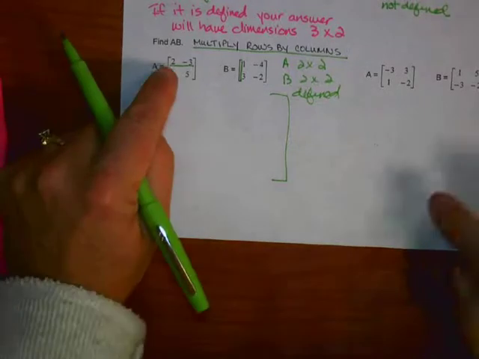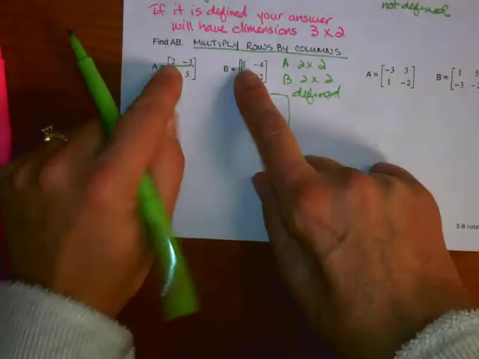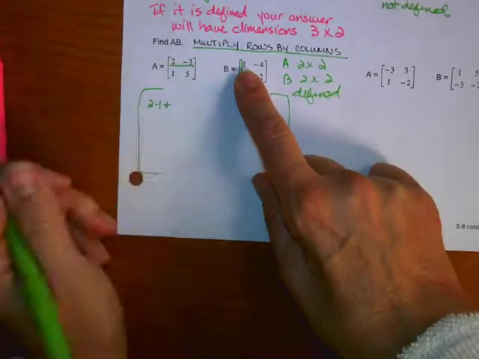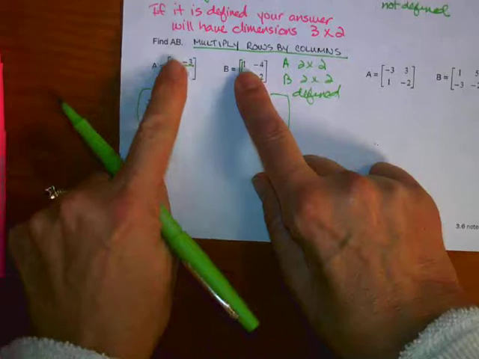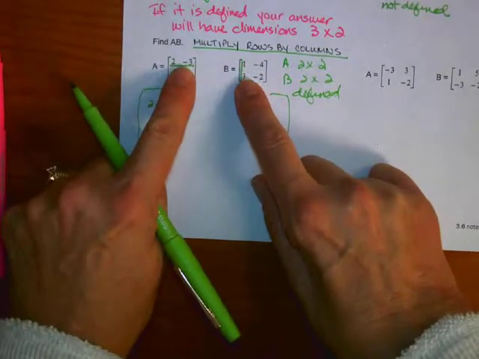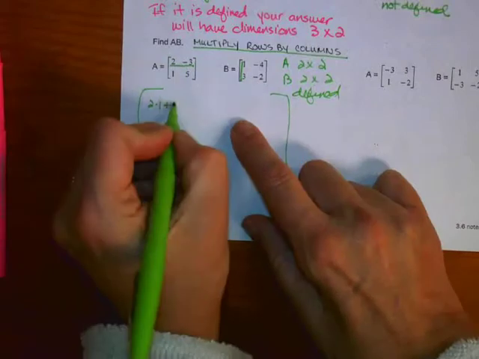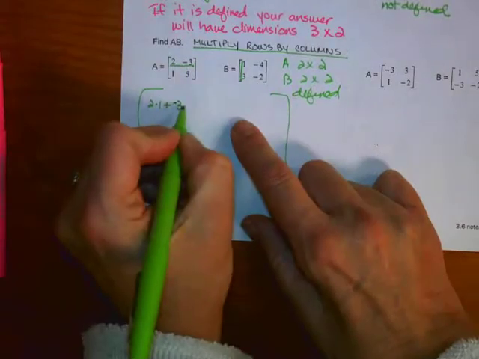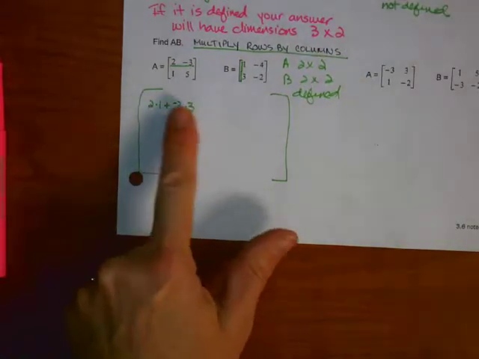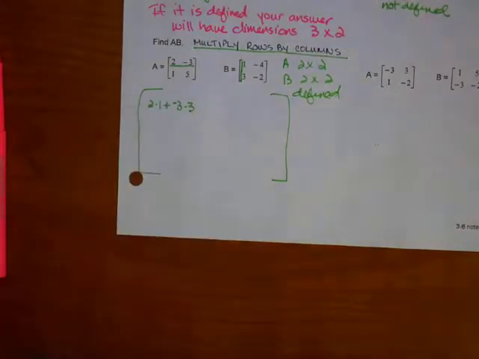So I'm going to do each number. I do 2 times 1. I'm going to write that down. 2 times 1. And then I got to add to it -3 times 3. Let me just write it down. Just stay with me. That is going to be the first element in my product. Okay? Now I'm going to do the, are you with me so far?